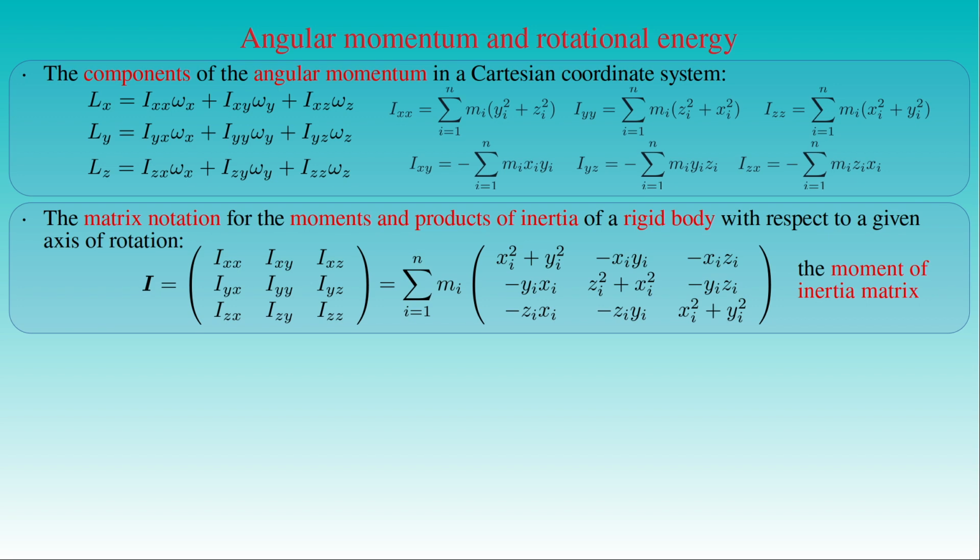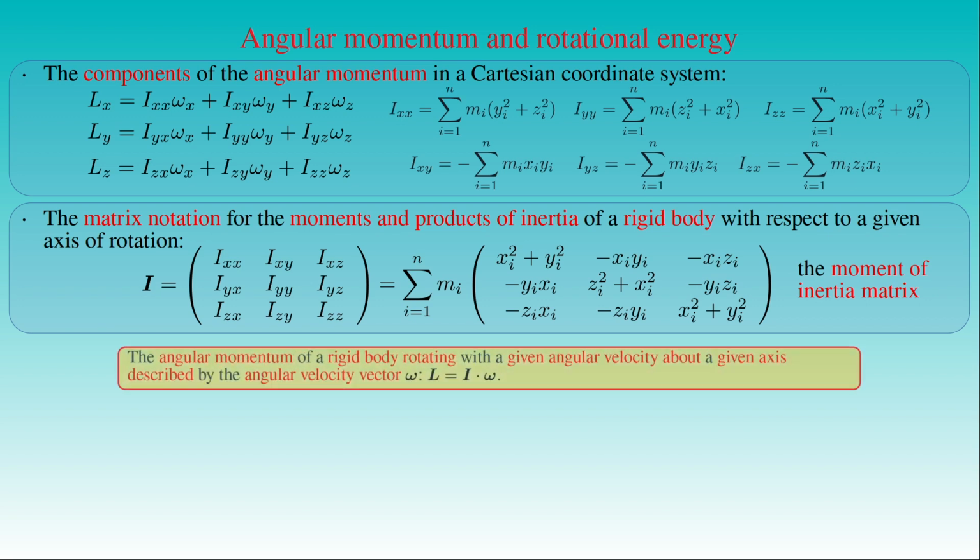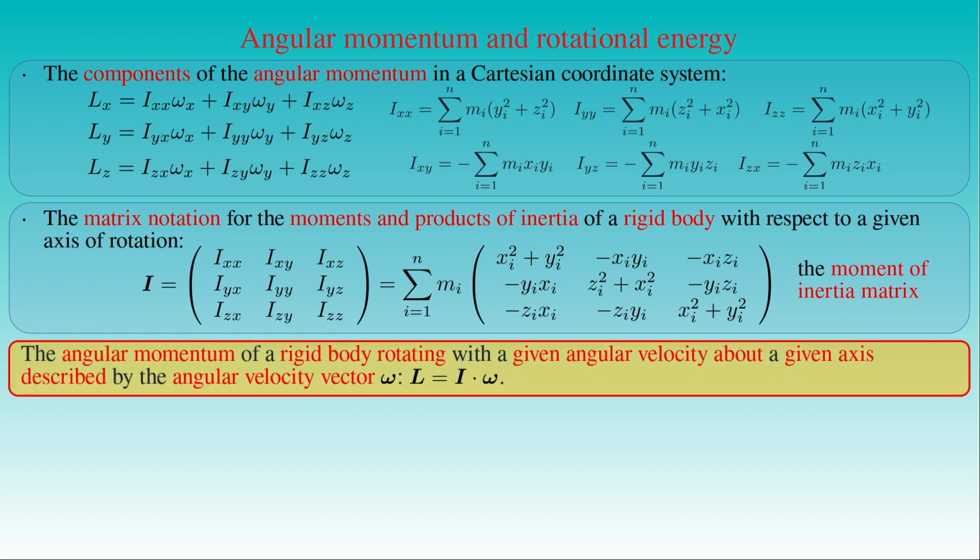approximating the rigid body. Consequently, we can state that the angular momentum L of a rigid body rotating with a given angular velocity omega about a given axis described by the angular velocity vector omega is equal to the product of the moment of inertia matrix I of the rigid body and the angular velocity vector omega. Since the vectors and the matrix in this vector equation are physical quantities, the choice of the coordinate system in which the vector components and the matrix elements are expanded has no role in determining the angular momentum vector from the moment of inertia matrix and the angular velocity vector.